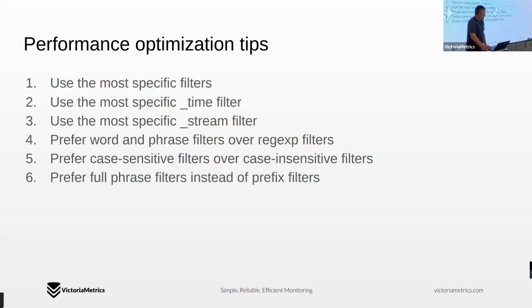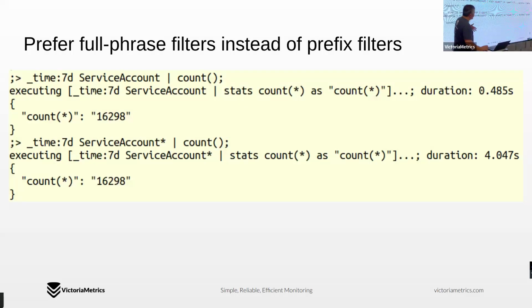And the last performance optimization tip is to prefer full phrase filters instead of prefix filters. VictoriaLogs supports prefix filters, but it is not recommended to use them if you want to achieve the most performance. In this case, you use the regular query with the word filter, and in the second case, we use a prefix filter. The prefix filter is just some word or phrase in quotes followed by a star. This means please find everything with this word or phrase followed by anything. And as you can see, the second query is also almost 10 times slower than the first query, due to the same reasons, because the second query cannot use Bloom filters.